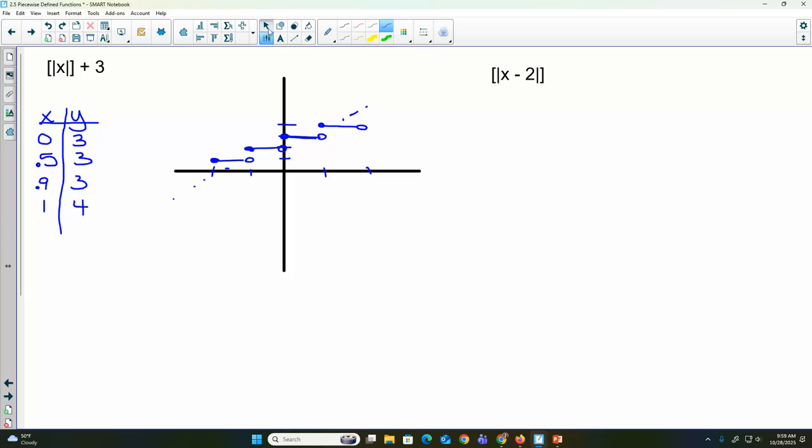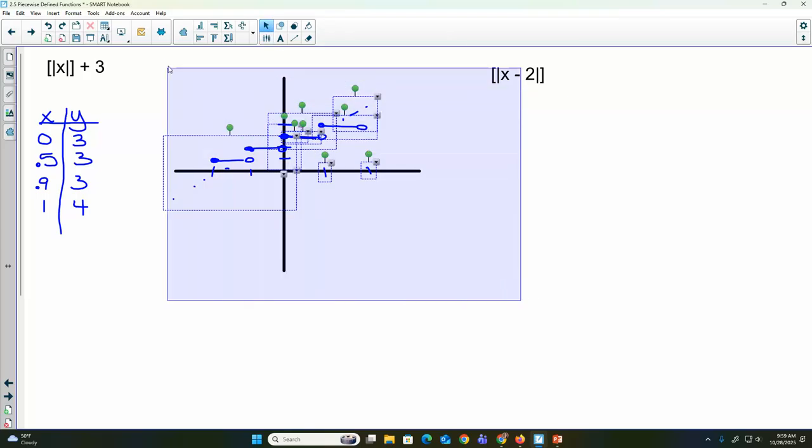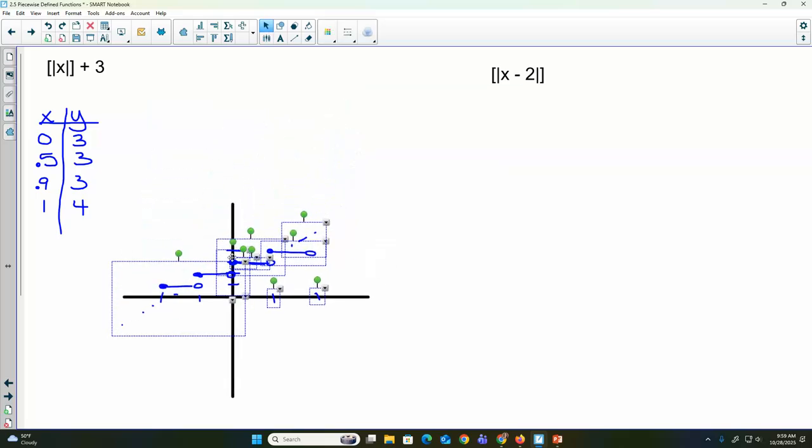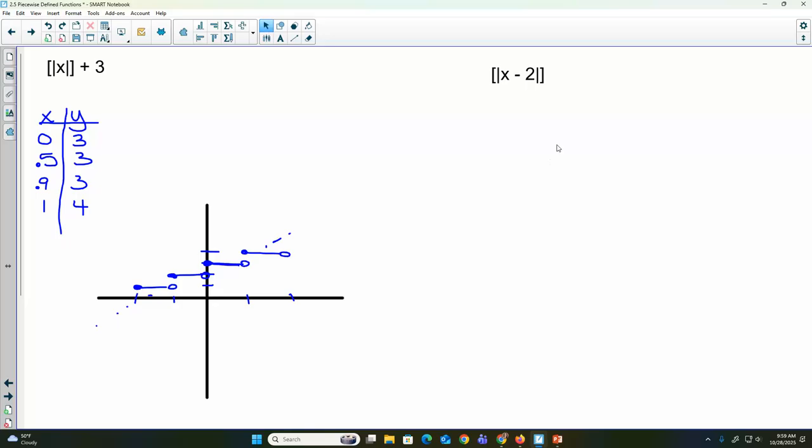What if I did this? If I asked for the greatest integer of x minus 2.